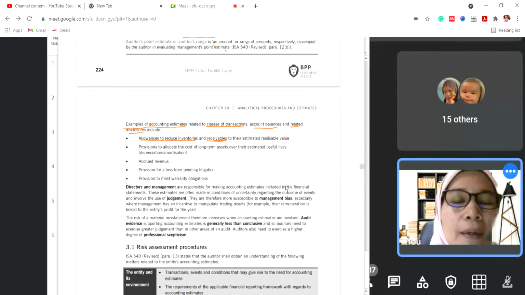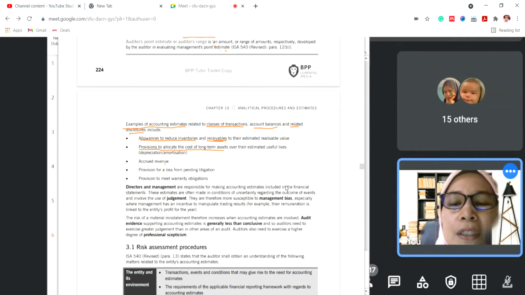So whichever amount has not yet been realized but is put into the financial statement, that is considered estimation. Okay, provision. Any provision to allocate the cost of a long-term asset, provision for depreciation, provision for amortization, that is considered estimation. Accrued revenue is also estimation.